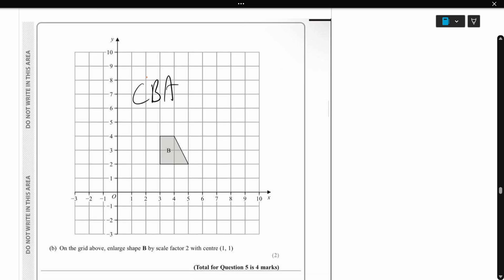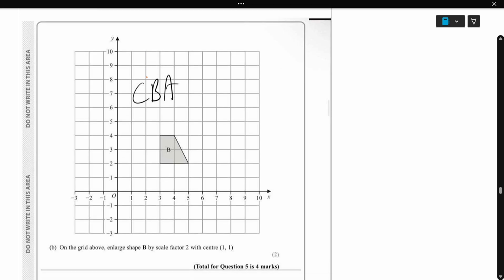Next one, here on the grid above, enlarge shape B by scale factor of 2 with the center 1 comma 1. So the 1 comma 1 is the center. So here, first we go for the first one: 2 right and 1 up. This is the first coordinate. Second coordinate: 4 right and 1 up.